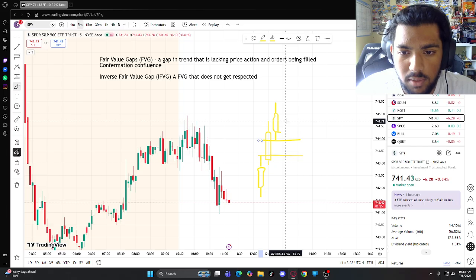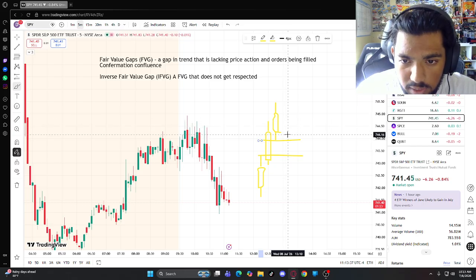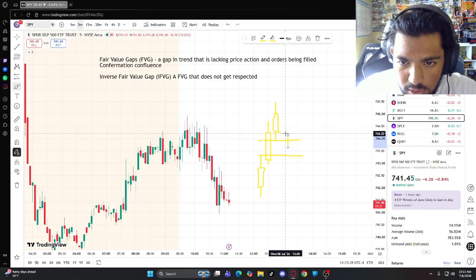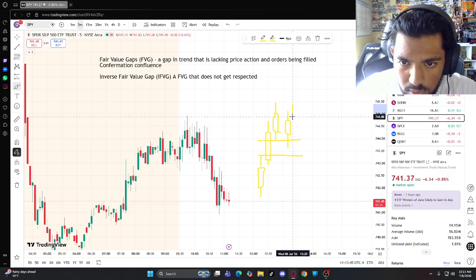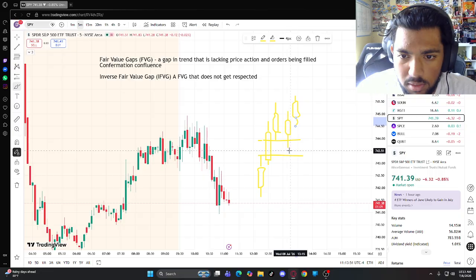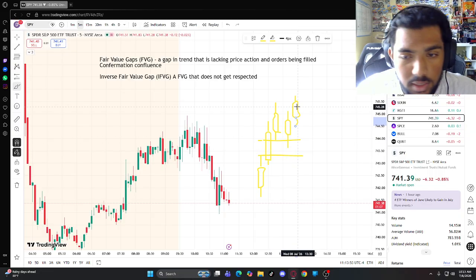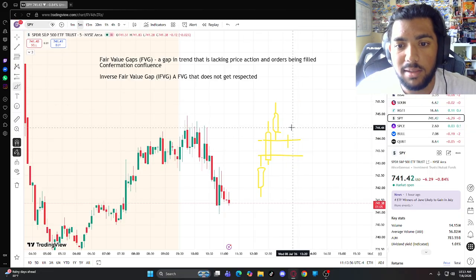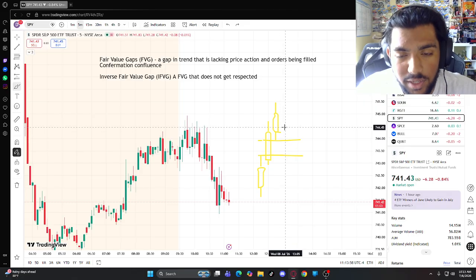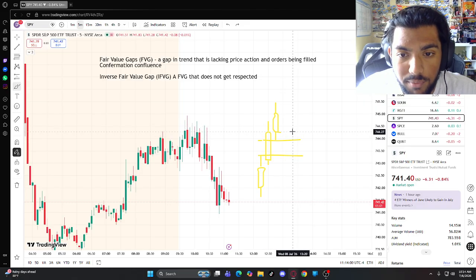So now a respected fair value gap would be something like this. Nice retrace inside with an extension out. As you can see, this candle came in, tapped into it, orders got filled, and we moved up. That's a respected fair value gap. Now let's go into an inverse fair value gap. An inverse fair value gap is a disrespected fair value gap.